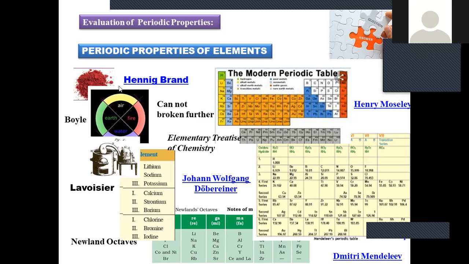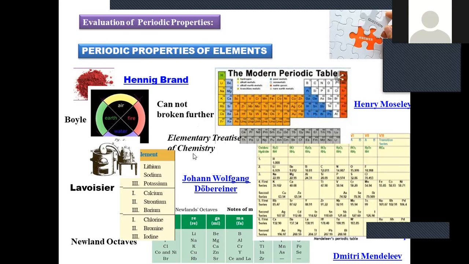Later these were further classified by Boyle. Robert Boyle is the next scientist who made a certain classification. At the time of Robert Boyle, what he felt is that whatever element you are taking, for example hydrogen, oxygen, or carbon, that kind of element may not be further broken. Breaking of those elements is not possible.